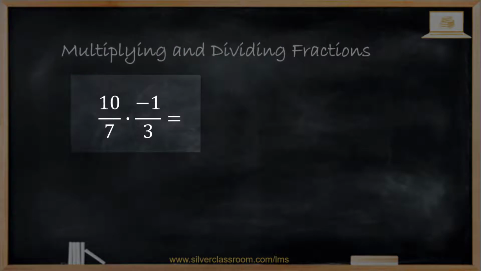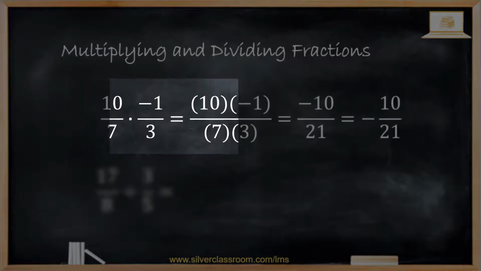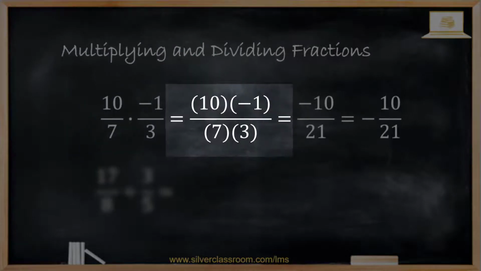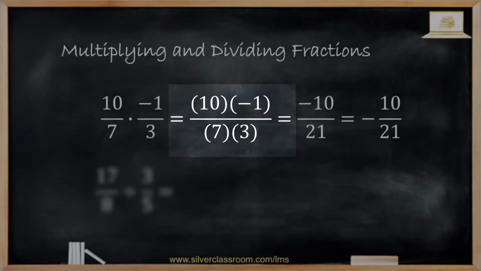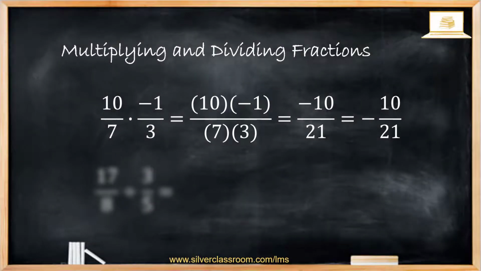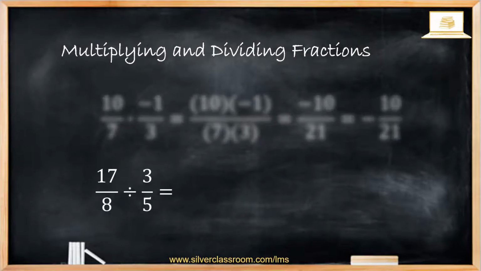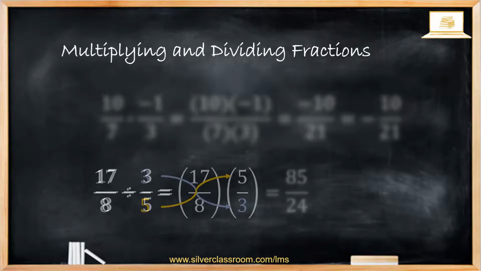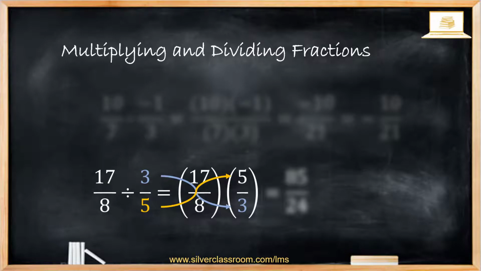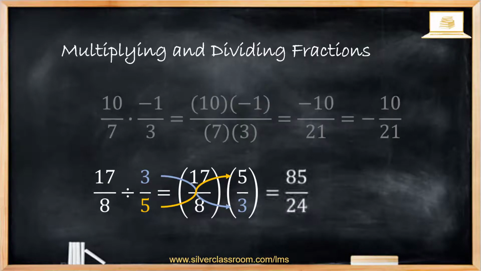To multiply two fractions, multiply the two numerators and then multiply the two denominators. To divide one fraction by another, first invert the second fraction, then multiply the first fraction by the inverted fraction.